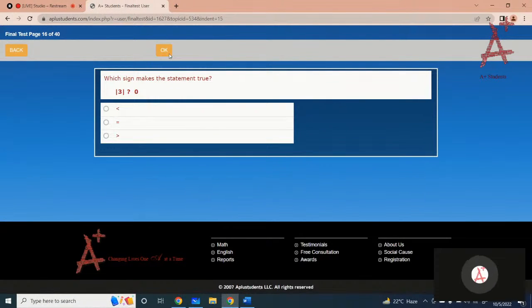Which sign makes the statement true? Absolute value of 3 and 0. Is it greater, less, or equal? Greater, because, yes, very good. The absolute value of 3 is 3 and 3 is greater than 0. Got it?